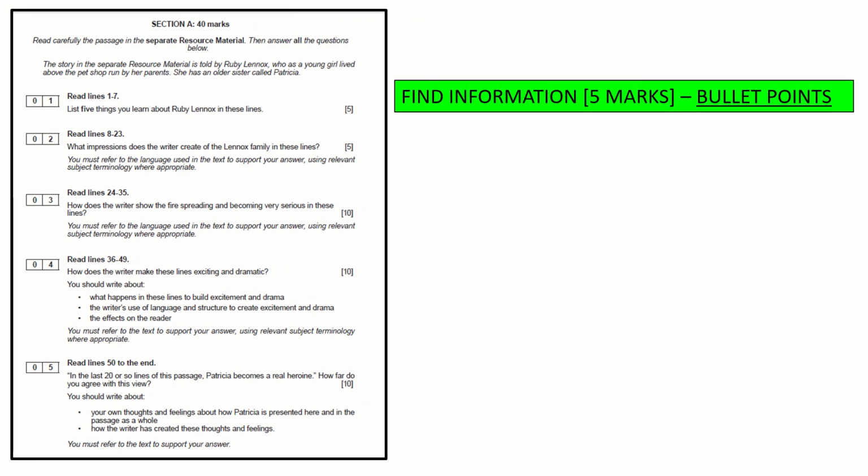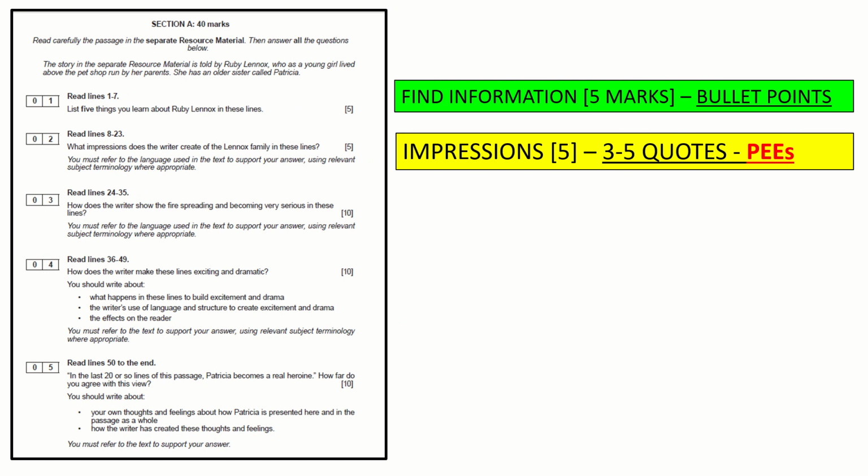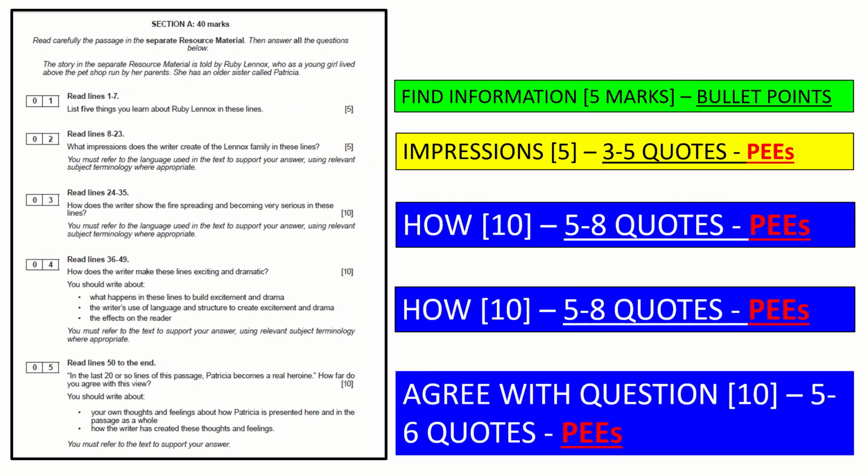Question 1 is a bullet point question, so quite an easy question. List 5 things. Then we've got an impressions question, 2 how questions, and then agree with the question at the end. So they will give you a statement, you agree with it, and find 5 or 6 quotes that back it up. Just be aware the impressions question and the how questions do swap. So the impressions question could be worth 10 marks and you would need to do it as question 4, for example.